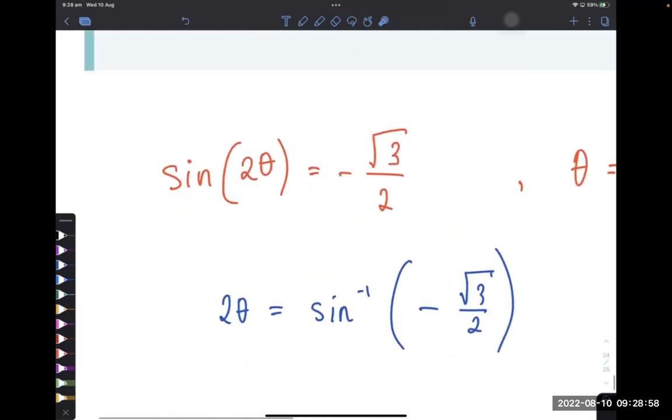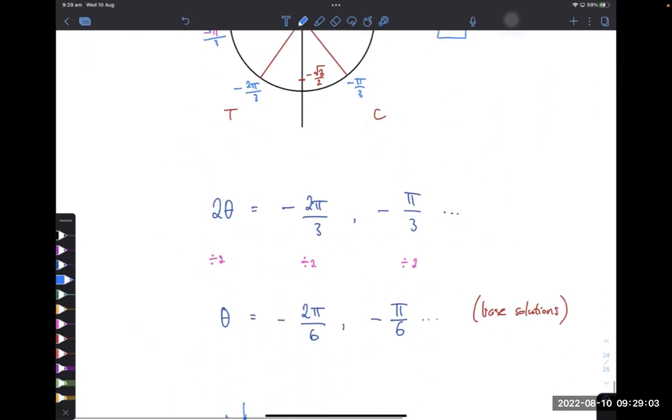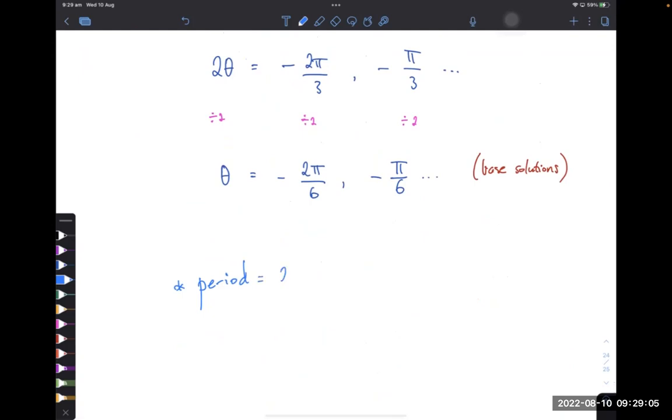Okay, what's our n value up here? 2. What's our rule for the period? 2 pi over n. So what's our period? 2 pi over, what is our n? 2, which is equal to pi. But do we want to write it as pi? Same denominator as everything else, yeah? 6 pi on 6, okay? Because we want our denominators as the same.